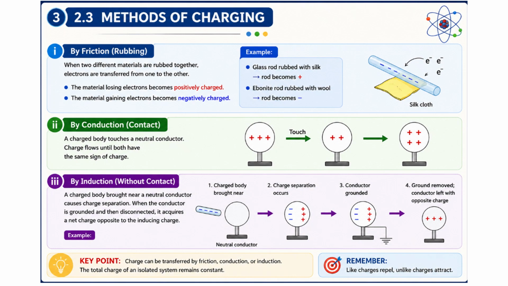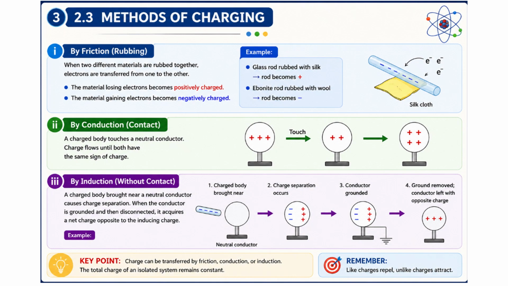If we look at the slides, you will see that there are exactly three ways to transfer charge. One by friction, two by conduction, and three by induction. Okay? So let's break this down one by one, because understanding these mechanisms is going to explain everything from why our socks stick together in the dryer, for instance, or how a massive lightning storm gets generated.